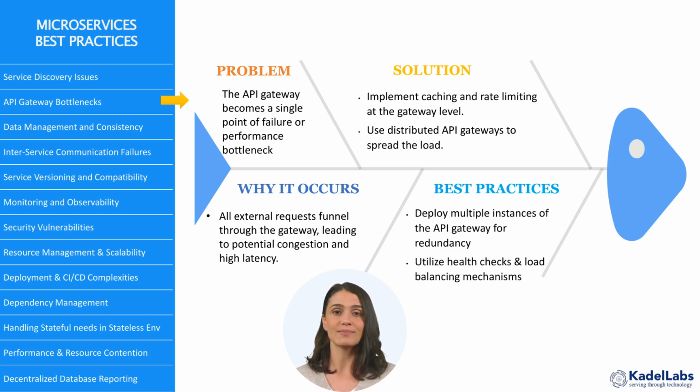impacting all services. We can prevent issues by using rate limiting, caching, and distributing traffic across multiple gateways to avoid single points of failure. Load balancing and continuous monitoring of gateway performance help maintain system stability. Optimizing the gateway reduces latency and ensures efficient communication between clients and microservices. Next, we'll discuss data management and consistency.